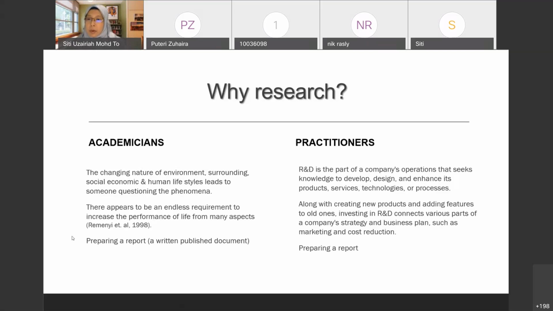Okay, so both academician and practitioner, we need to prepare a report. For academicians, we prepare a report as a written published document. So we share what we have done, it could be through a thesis or through a journal paper, usually through a journal paper. That is how we inform the public of what we have done. Same with practitioners. Although I remember last time when I was working, I still needed to prepare a report. Although it is not published to the public, it still needs to be kept at our office. So the research needs to be kept safe in a written document, so that people can learn from whatever we have done earlier.